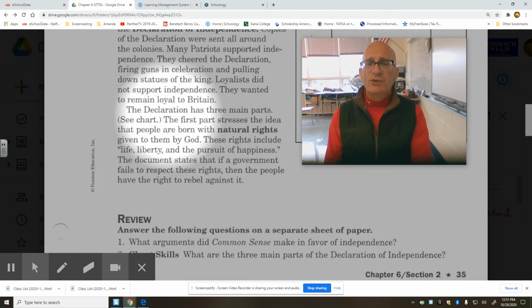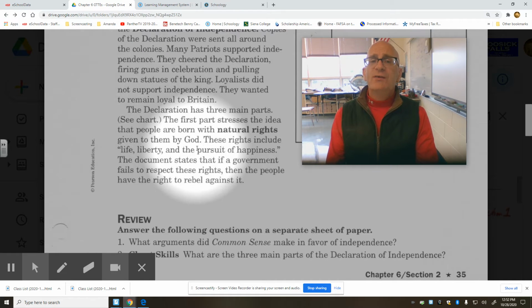The first part stresses the idea that everyone is born with natural rights given to them by God. And these rights include life, liberty, and the pursuit of happiness. The document states that if a government fails to respect those rights, then the people have the right to rebel against it. So that is an important part of the Declaration. The Declaration says that if a government fails to respect the rights of the people, then the people have the right to rebel against it.